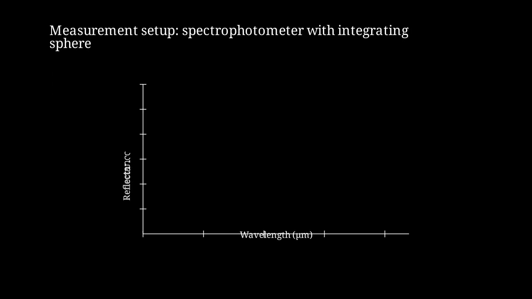Here's a typical solar reflectance spectrum. An ideal radiative cooler should have reflectance close to 1 across the entire solar spectrum to minimize absorbed solar energy.